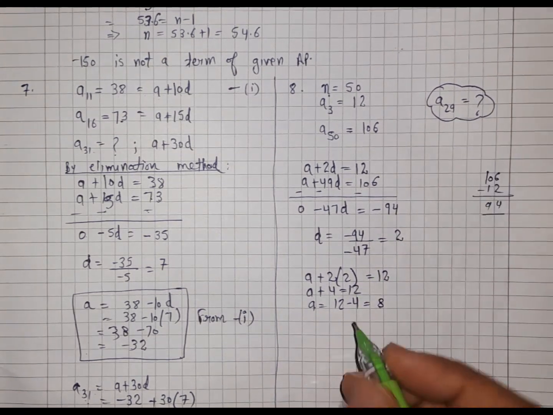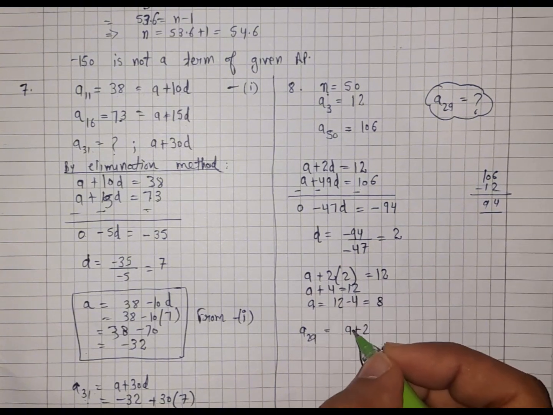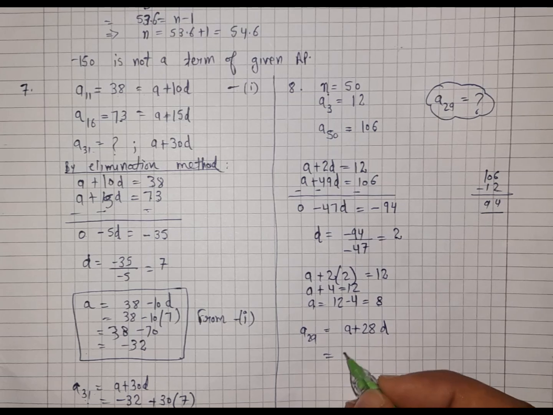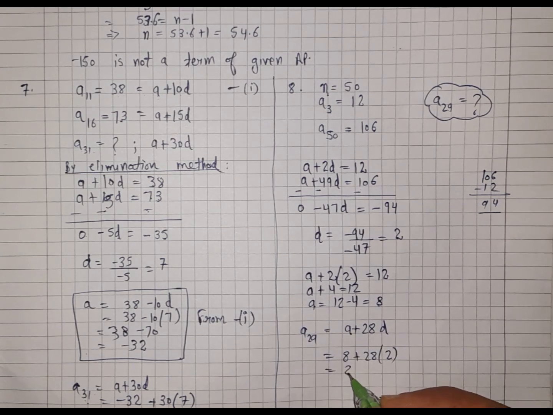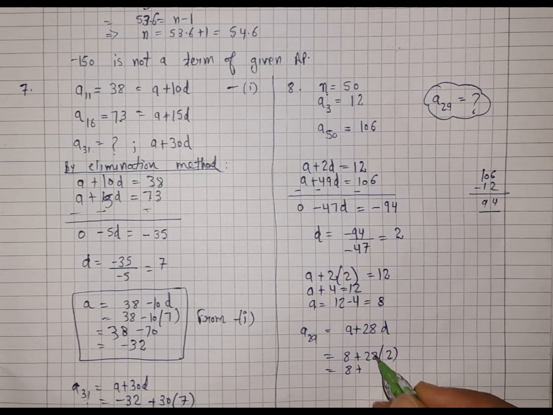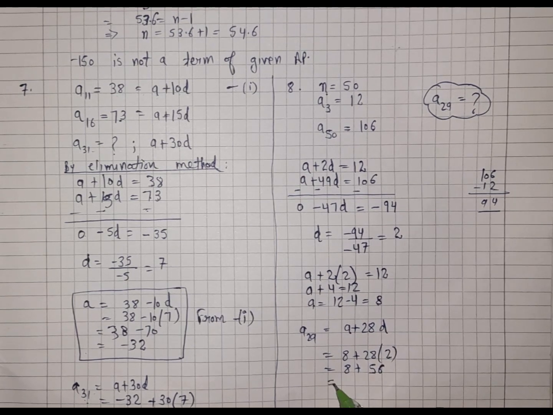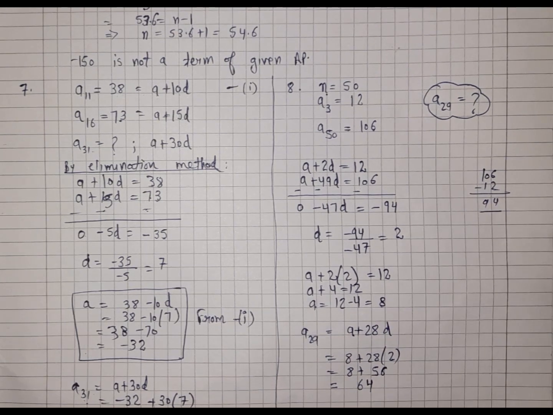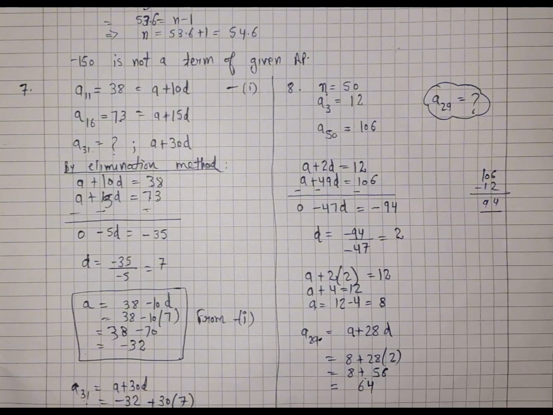So a29 = a + 28d by the nth term formula. a = 8 and d = 2. 8 + 28 into 2 = 8 + 56 = 64. So the 29th term of the given AP is 64.